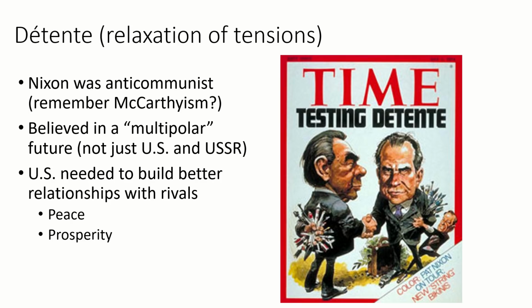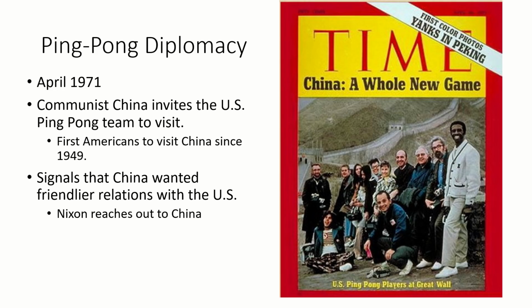But for his money, he was a foreign policy realist, and so he believed in a future in which a lot of different countries would have a seat at the table. And so he fundamentally believed that in order to lessen the dangers of the Cold War, they needed to build up better relationships with their rivals. And so the strategy of trying to lessen tensions and relieve tensions with the Soviet Union is going to be known as détente. And so détente is going to begin in April of 1971 with ping-pong diplomacy.